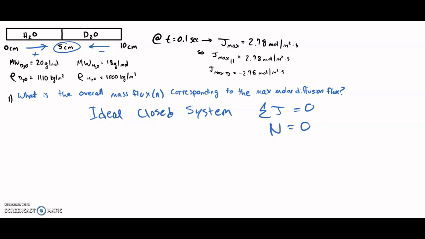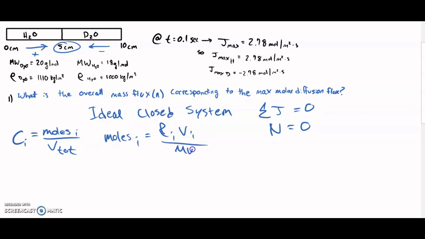And one step that we can take to get after this is finding out what the concentration of water is. So the first thing that we're going to do is look at the concentration of the individual components. We know that the concentration of component I is equal to the moles of component I over the total volume. And then we know that the moles of I is equal to the density of I, or the mass concentration of I, times the volume of I over the molecular weight of I.